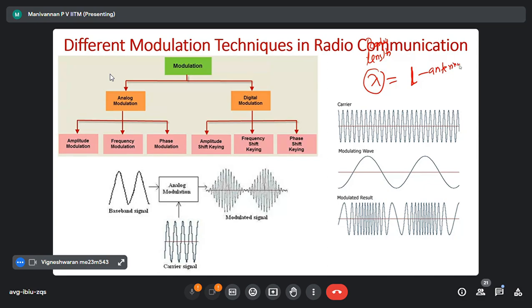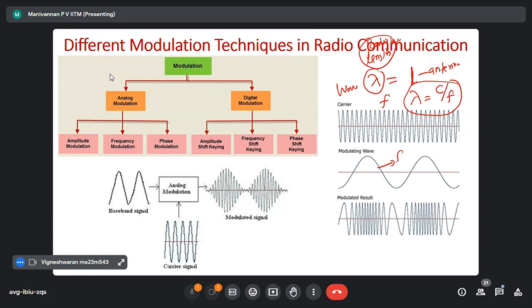So the radio wavelength, lambda, is related to frequency. We already know, what is lambda equal to? Last class I told you: v equals f into lambda, so lambda is C by F. The transmitter signal wavelength, called the radio wavelength, depends upon the frequency.